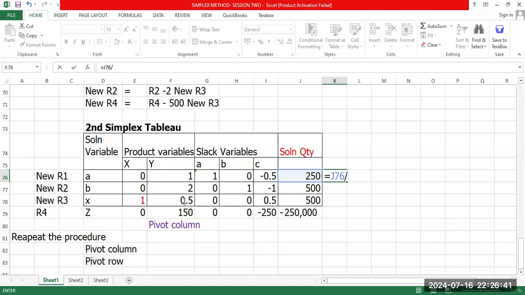This is your pivot column, not this one. Pivot column is this one now. Divide by 1. So we divide by 1. Next, we get this divide: 500 divided by 2. Divide by 2. Next, 500 divided by 0.5.